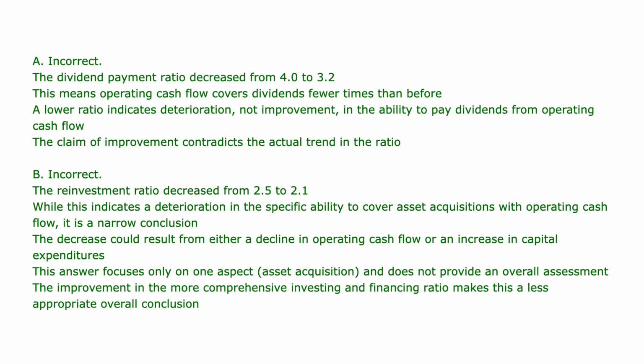A, incorrect. Dividend payment ratio decreased, indicating a deterioration in the ability to pay dividends from operating cash flow. B, incorrect. Reinvestment ratio decreased from 2.5 to 2.1, indicating a deterioration in covering asset acquisitions with operating cash flow. However, this conclusion is narrow and doesn't consider the overall investing and financing ratio improvement.